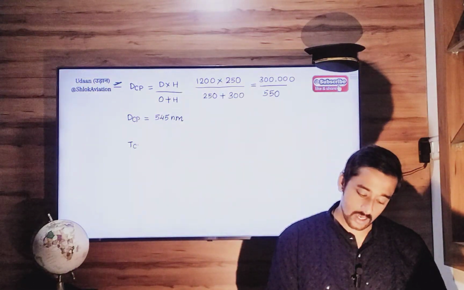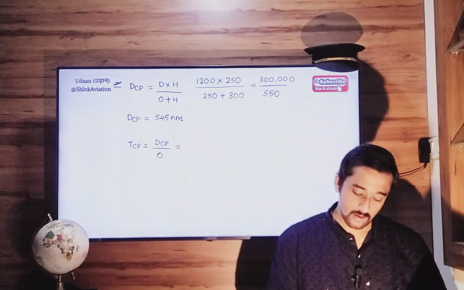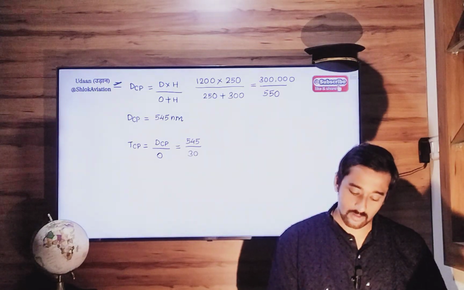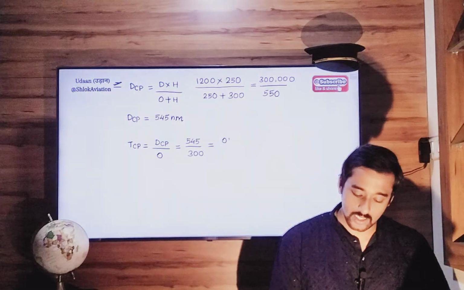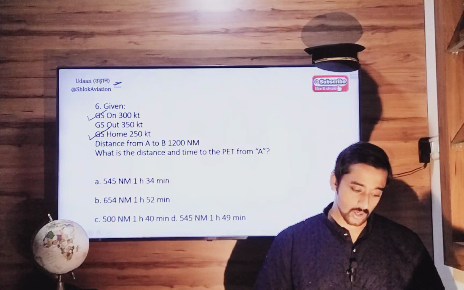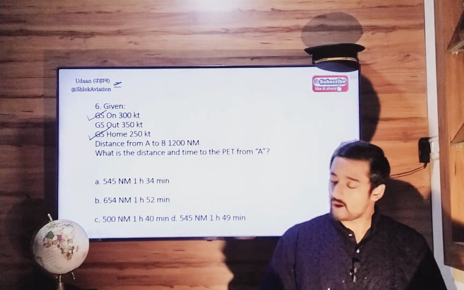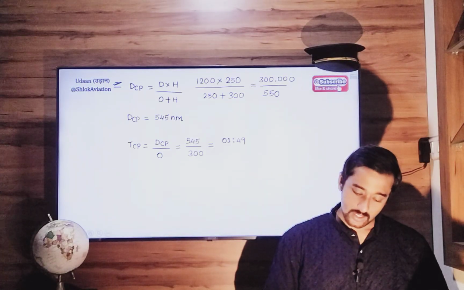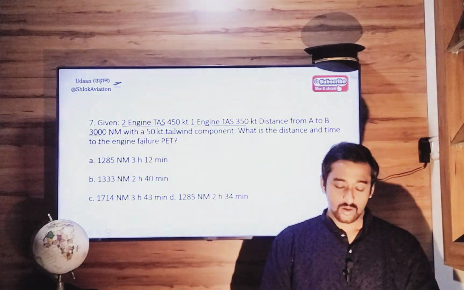Time to CP will be distance to critical point divided by outbound speed. So 545, outbound speed is 300. That is 1 hour 49 minutes. So the closest option here is 545 nautical miles, and the time is 1 hour 49. So the correct option is option delta. Question 7.